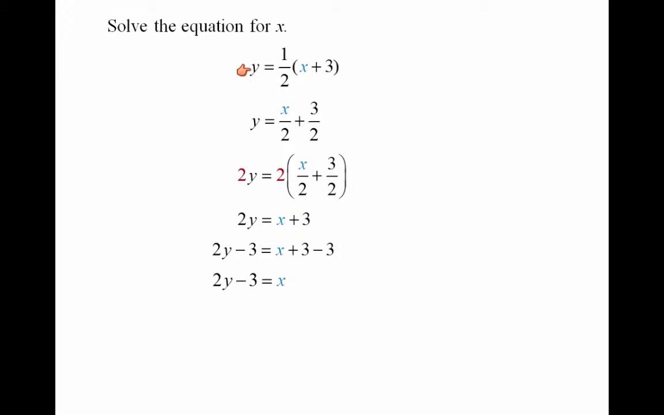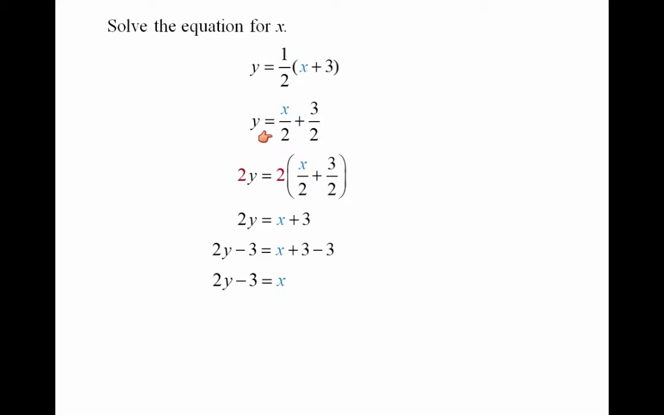Solve the equation for X. Here we have a formula: Y is equal to 1/2 X plus 3. We're solving for X. To isolate X, I need to eliminate this 1/2 first, maybe. Or in this case, you could distribute this. You could also multiply both sides by 2 to eliminate this 1/2. That would be a good way to do this. So if I distribute this, I get X over 2 plus 3 over 2.